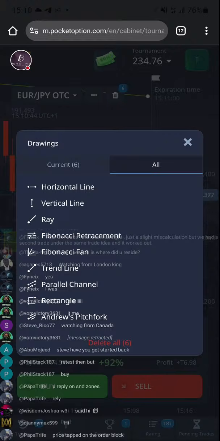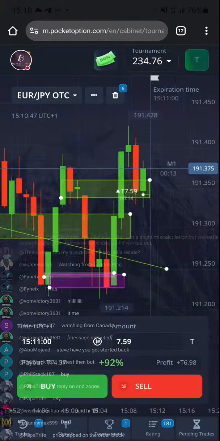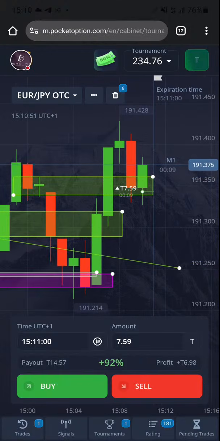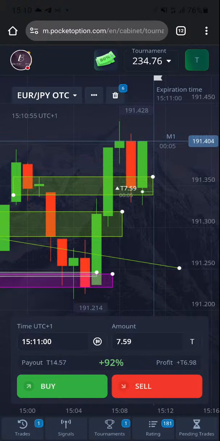Price tapped on the order block. Yes, exactly, you're correct. Price tapped on the order block, and now it's going back up. You understand? Okay, just a minute. Let me finish this.